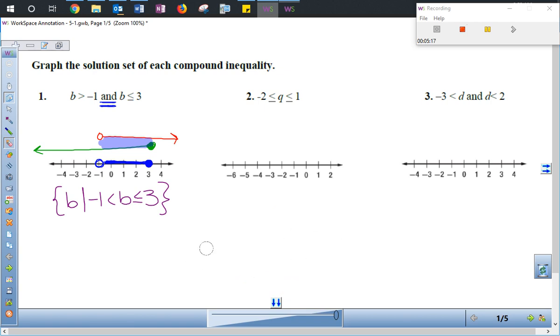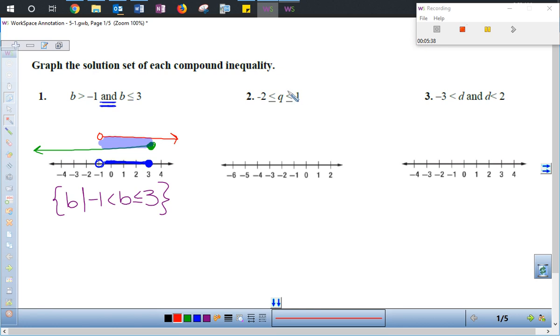So our answer reads like this: the set of all b's such that, and we do not read it left to right. Instead, we start with the variable and say b is greater than -1 and b is less than or equal to 3. Now on number 2, they gave it to us exactly like we just wrote it.